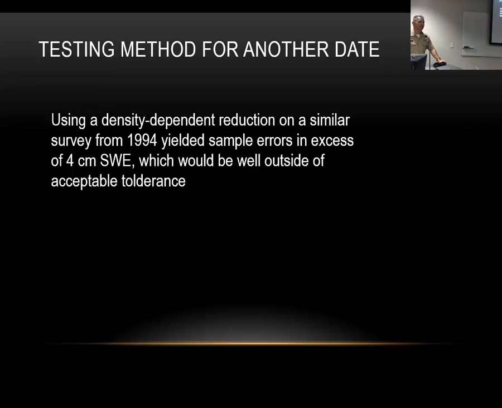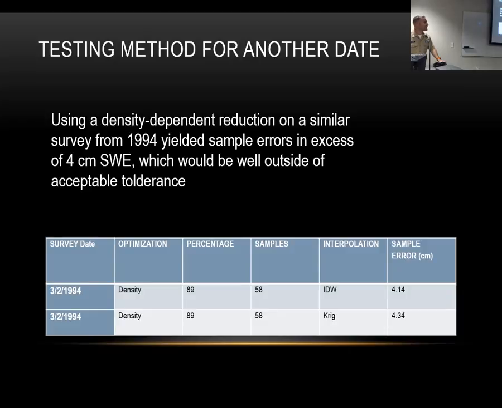But because I still had a process, I wanted to test whether or not this would hold true on another survey. I stuck with the method and applied it to another survey where I had done a lot of samples, another one from 1994, showing the results here. Basically, I did a 90% density reduction method. The other ones weren't any better. I got an error of 4 centimeters. So the bummer is that it didn't work. If we remove a couple lines, there's a couple outliers that basically screw with the data.